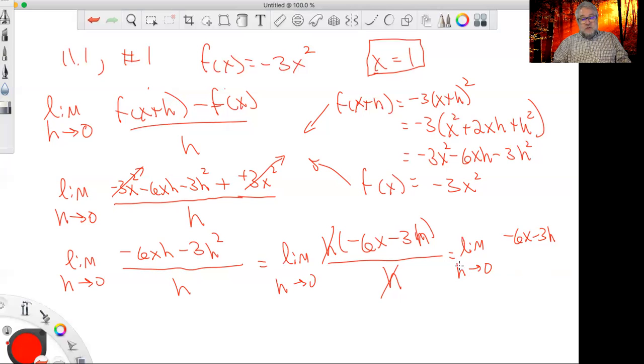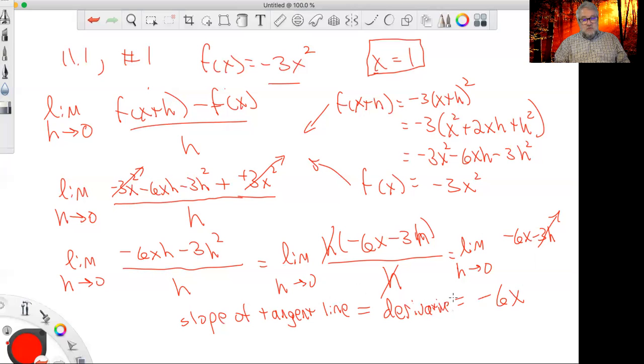Now when I plug h equal to 0 in, it's going to wipe out this term, and we're going to just be left with minus 6x. So this is the slope of the tangent line. This is the derivative of this function. So slope of tangent line is the same as the derivative. So I think they talk about derivative in chapter 11.2. But the slope of the tangent line is the same as the derivative.